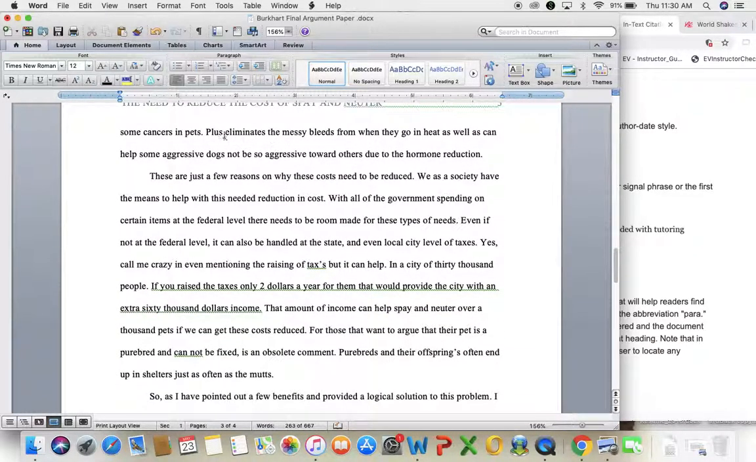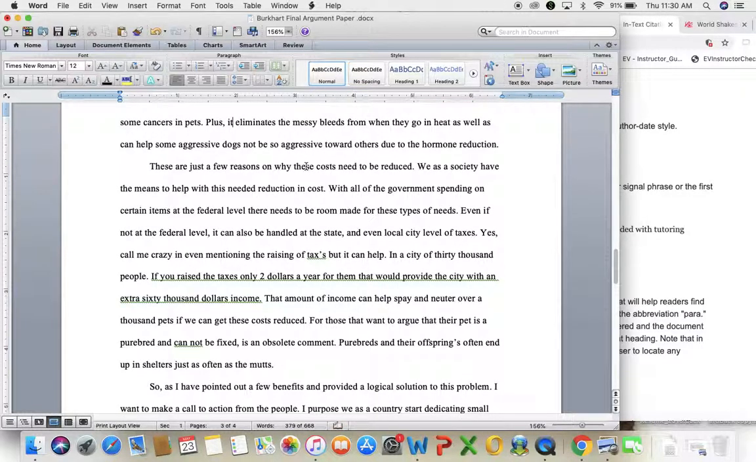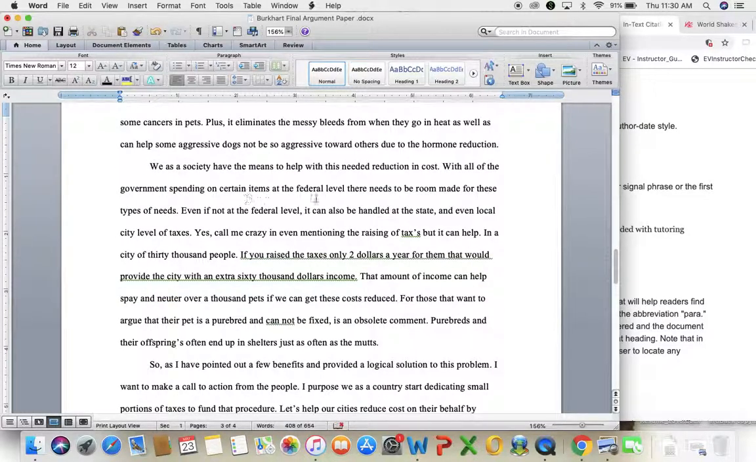And then right here you're missing a... okay. And this I don't think is needed. It's just redundant. It's not transitional. All right. ...has the means to help with this needed reduction in cost.